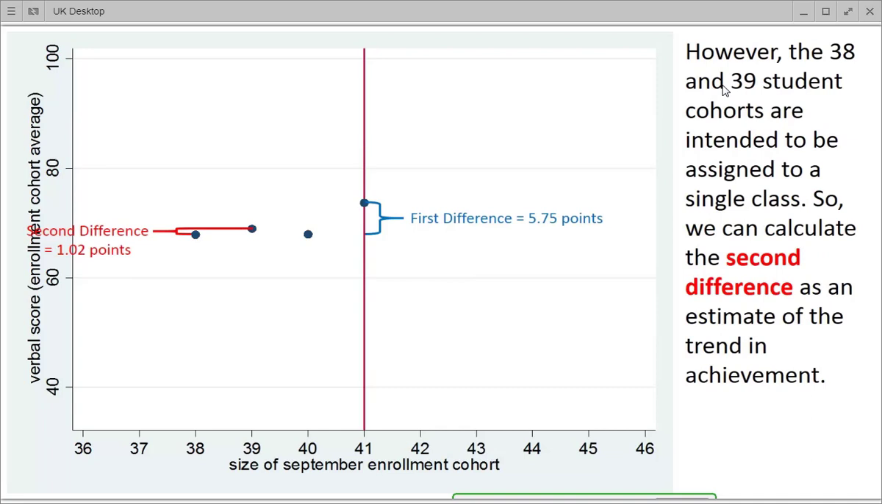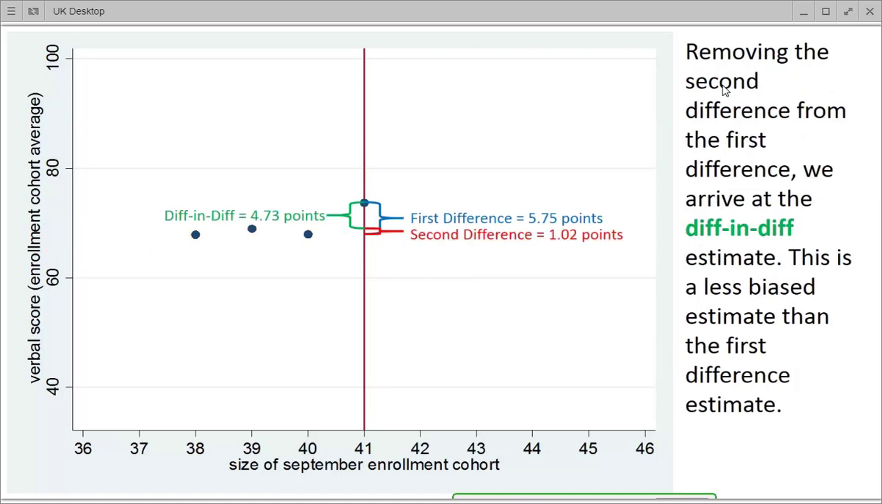So we can calculate what the difference is between this comparison condition of a one student difference versus this treatment condition of a one student difference. So we find that second difference, take it off, and come up with our broader difference in differences estimate, taking out what trend existed on the left side here from the treatment estimate we find on the right side. So we now have an adjusted difference of 4.73 points. Okay, we've done a little bit of a better job here.